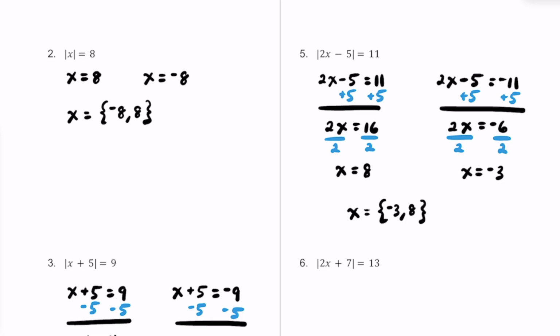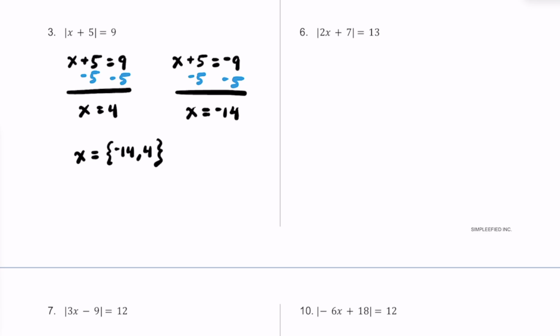And just to be clear that this does work, we can take this 8 and plug it in. So 2 times 8 is 16. 16 minus 5 is 11. The absolute value of 11 is going to be 11. Using this solution over here, 2 times negative 3 is negative 6. Negative 6 minus 5 is negative 11. And negative 11 is indeed 11 away from 0. So this checks out.